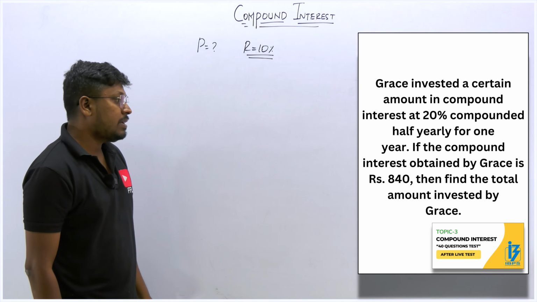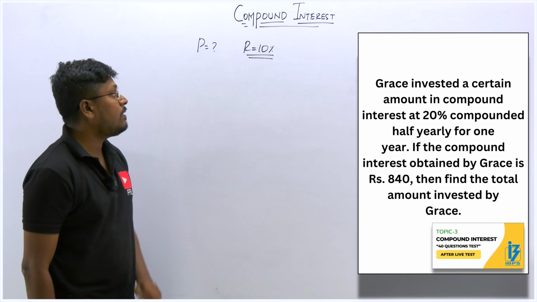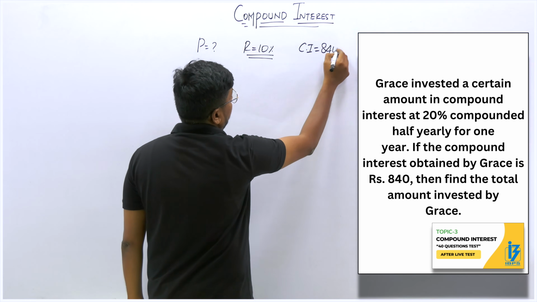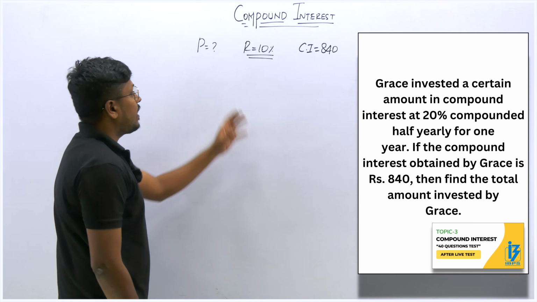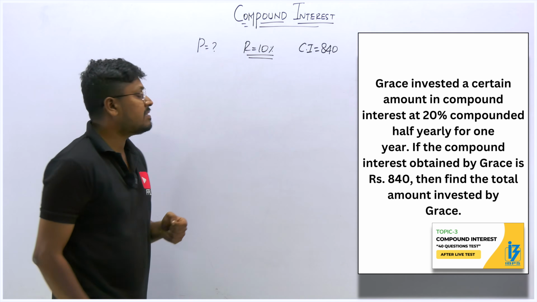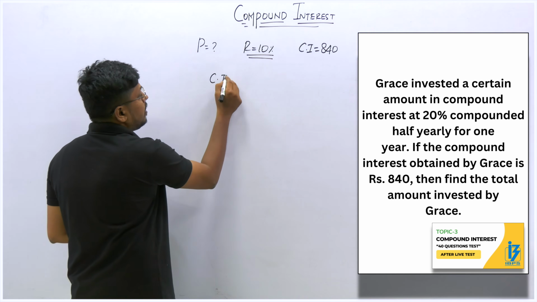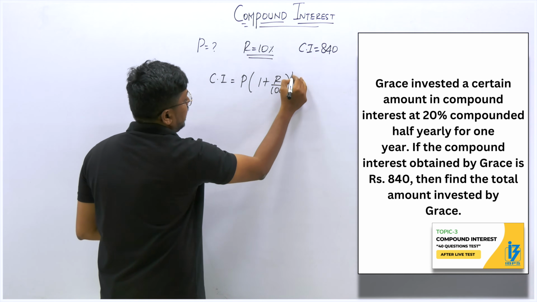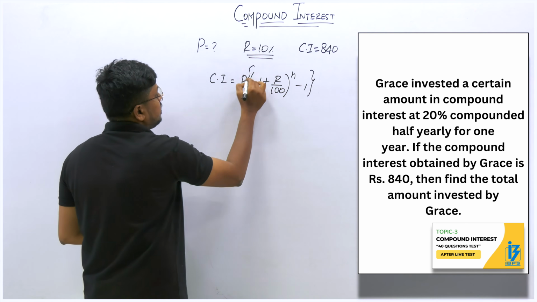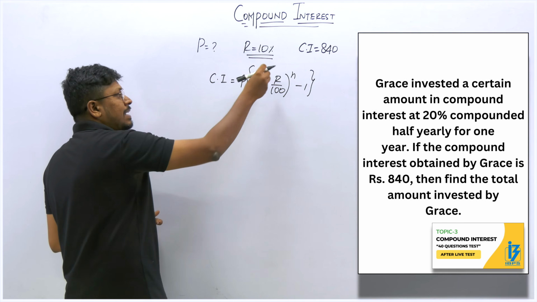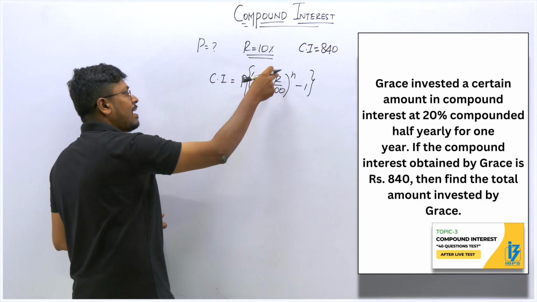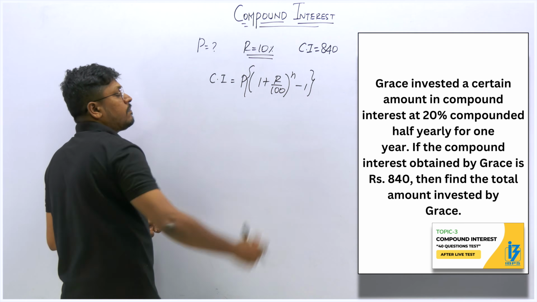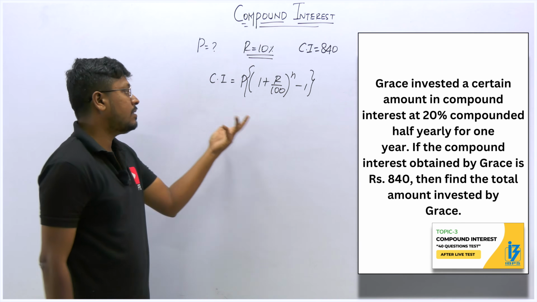Next, they have given that the compound interest obtained by Grace is 840. So they have given the compound interest as well. So the compound interest is 840. Now our target is to find the principal amount that the person invested. The formula for the compound interest is P into 1 plus R by 100 power n minus 1, right? Instead of writing a half yearly formula here, we can directly substitute 10 for R and 2 for n. That's what I did here.